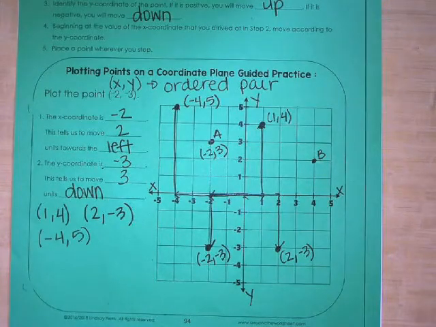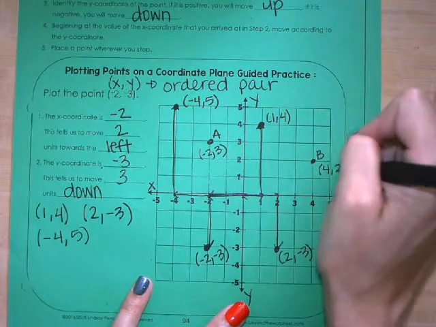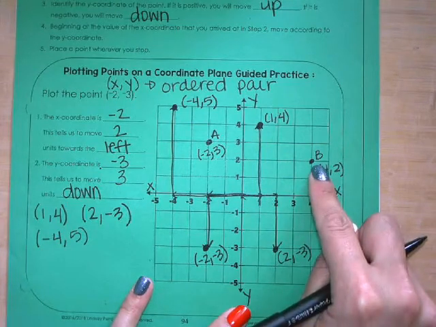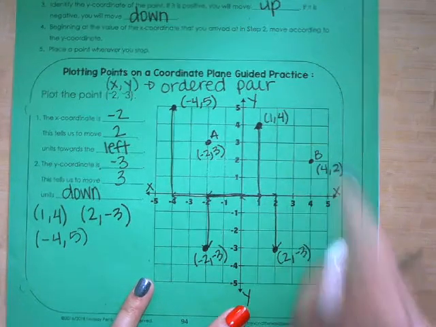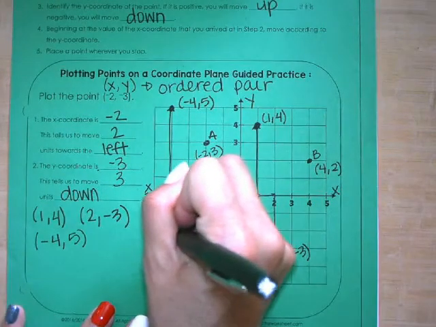What is it, everyone? Good. You should have 4, 2. We went to the right 4, so it's a positive. We went up 2, so it's a +2. And what quadrant is it in? 1. Okay, do this one for me.